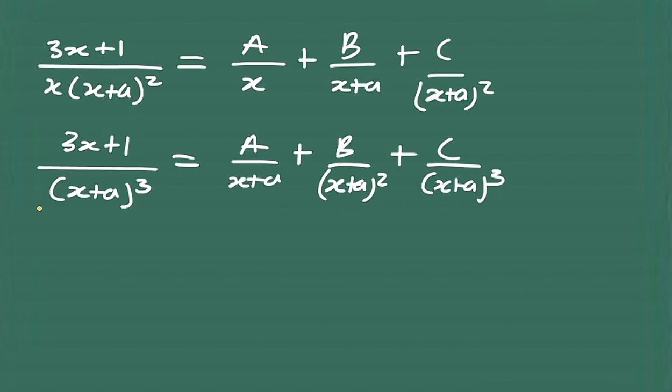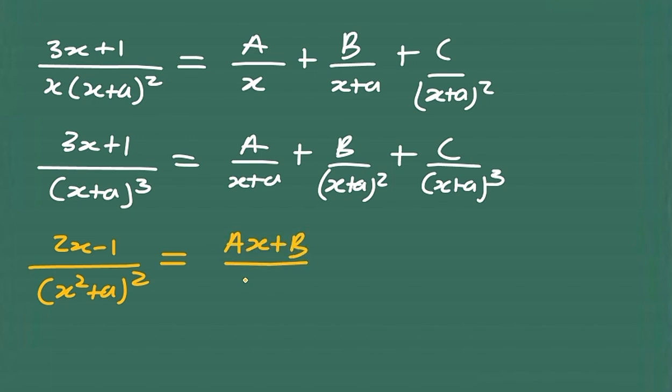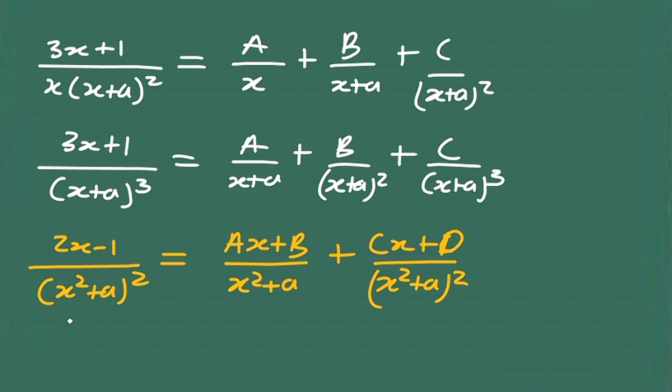Now for a quadratic repeated factor, if we have an expression 2x minus 1 all over (x squared plus a) all squared, this is going to be decomposed into (Ax plus B) all divided by (x squared plus a), plus (Cx plus D) all over (x squared plus a) all squared. Okay, I know there's a question running through your mind.